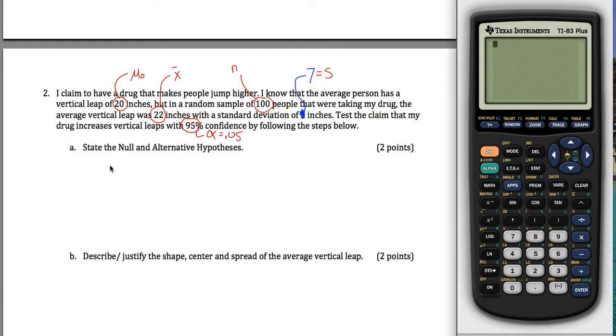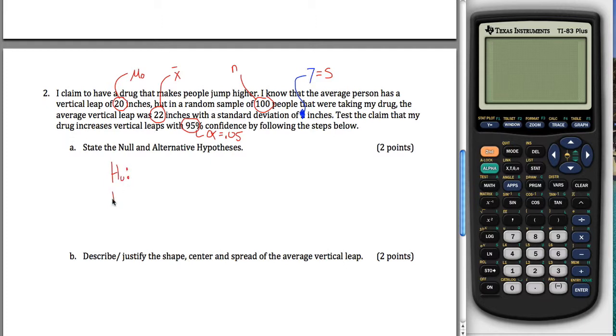Okay, the null and alternative hypothesis. We can denote those H0 and H1. They both always are going to compare mu and mu naught. Mu naught is 20. The null hypothesis is always going to be that mu equals mu naught. The alternative hypothesis, we'll have to read the question. In here it says that the drug increases vertical leaps. So we're saying that mu is greater than mu naught. In other words, we have a right tail test.